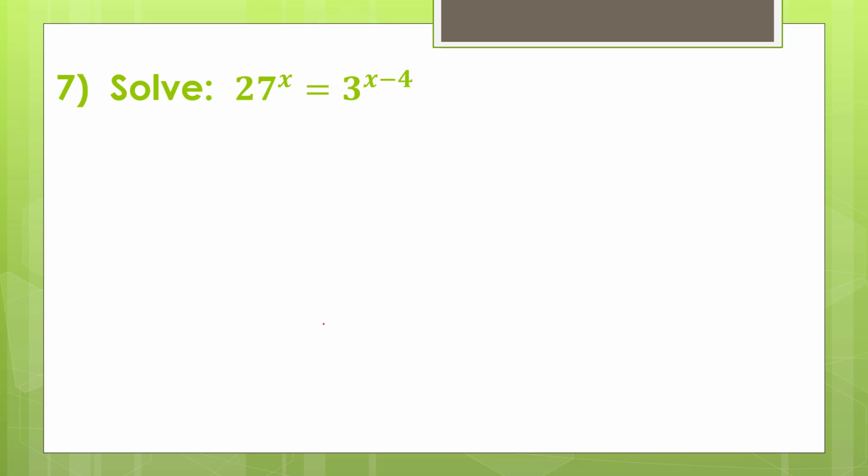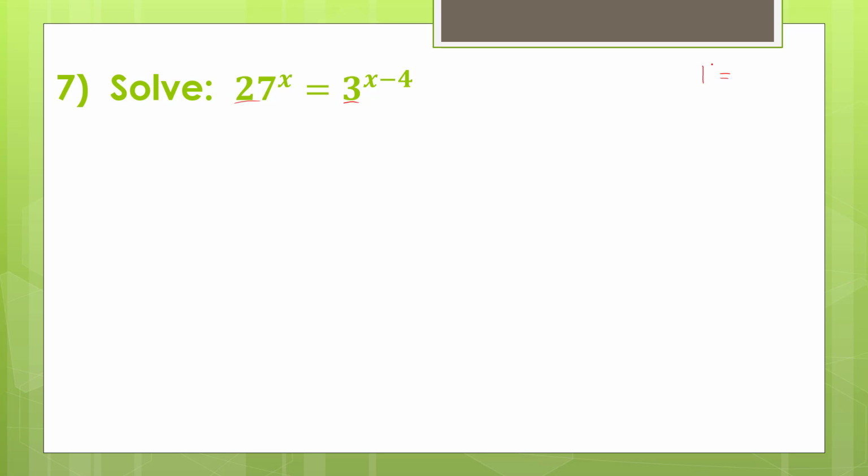Number 7. Well, this is a little bit different because we don't have bases that are equal to each other. I've got a base of 3 and a base of 27. Hopefully right now, though, your brain is thinking, hey, I know 27. We studied that last year. That was one of our perfect cubes.